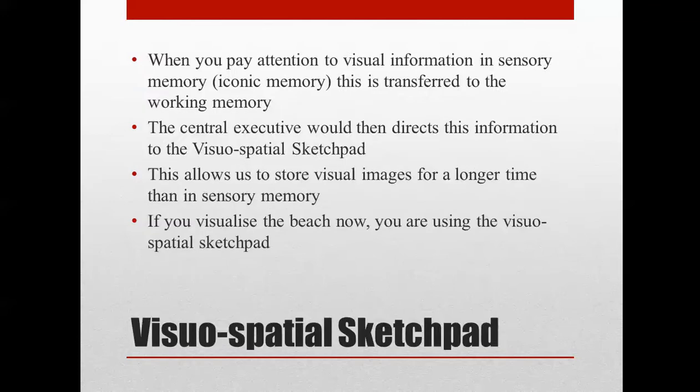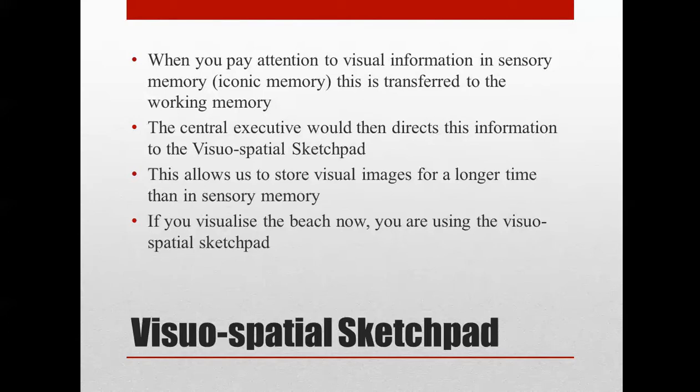The visuospatial sketchpad, it's what receives information from your iconic memory in sensory memory. So if you think back to the Atkinson and Shiffrin model, they said there was iconic memory, and then they just said it went into short-term memory. Baddeley and Hitch say that the iconic memory goes into working memory. In particular, the central executive directs it to a subsystem within it called the visuospatial sketchpad. Pretty easy to remember, visuospatial has got to do with visual information. So this is where visual information is stored for a longer period of time, so more than that fraction of a second in sensory memory.